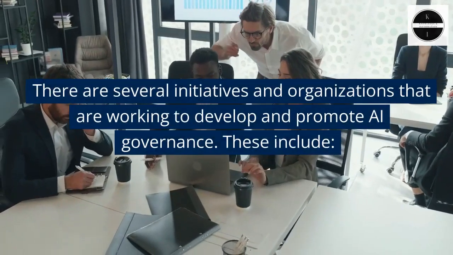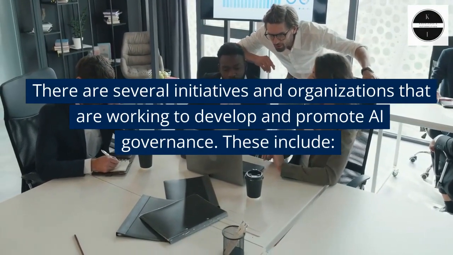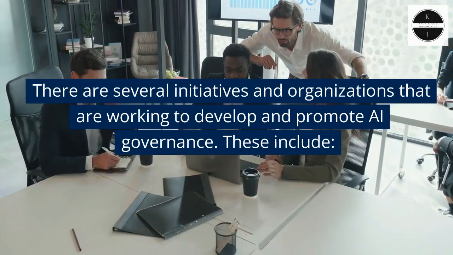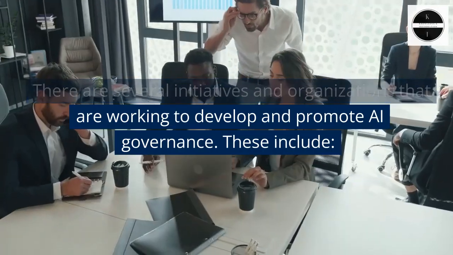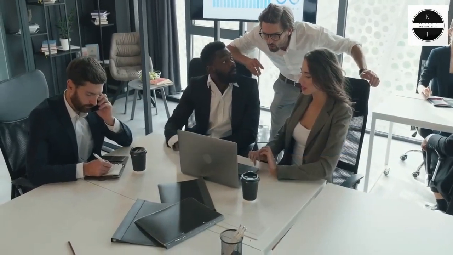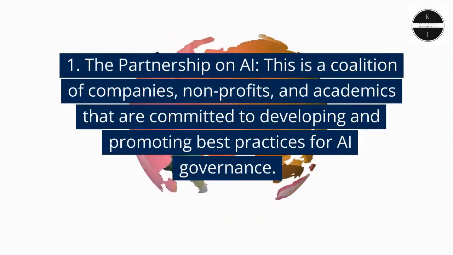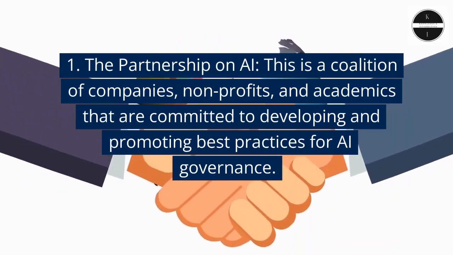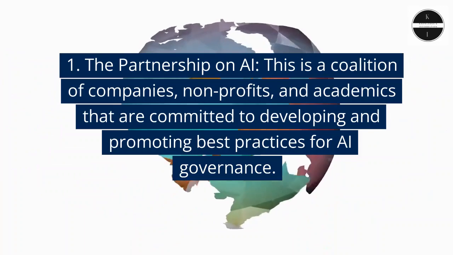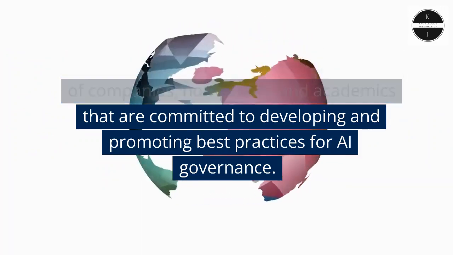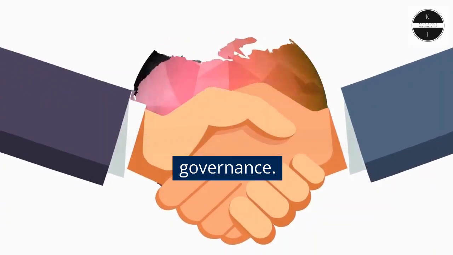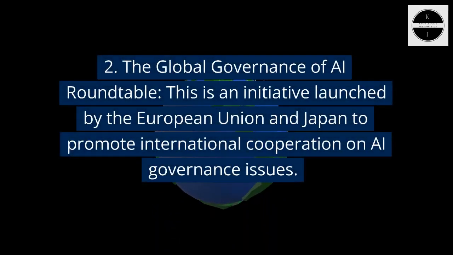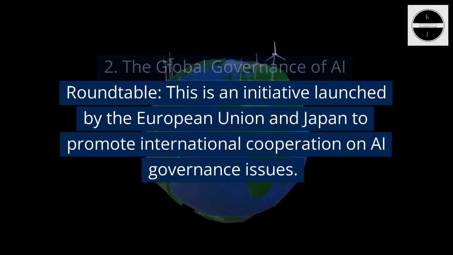There are several initiatives and organizations that are working to develop and promote AI governance. These include: 1. The Partnership on AI. This is a coalition of companies, non-profits, and academics that are committed to developing and promoting best practices for AI governance. 2. The Global Governance of AI Roundtable. This is an initiative launched by the European Union and Japan to promote international cooperation on AI governance issues.